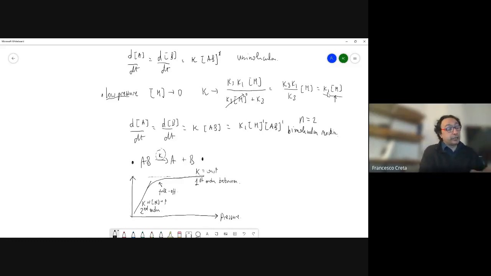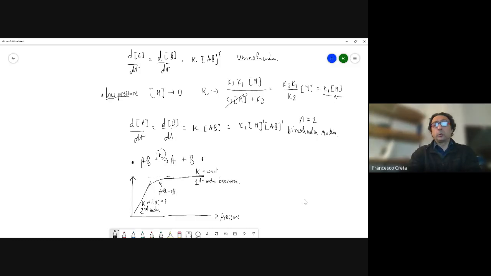Under certain conditions, you can also prove that the application of quasi-steady state assumption can be equivalent to placing epsilon to 0 in a singularly perturbed system. Sometimes the two things are completely equivalent, and this is the case of the following example that I'm going to be giving to you, which is the chain branching example.